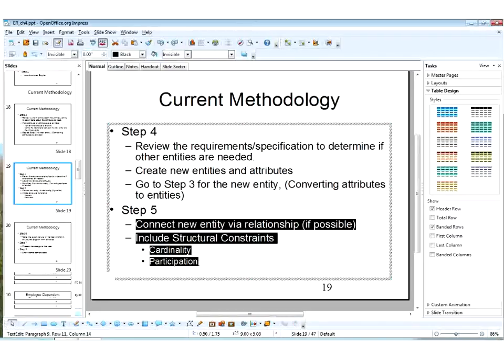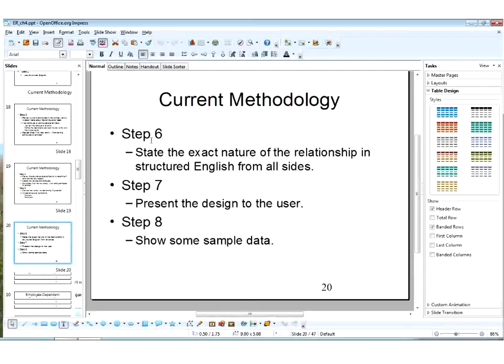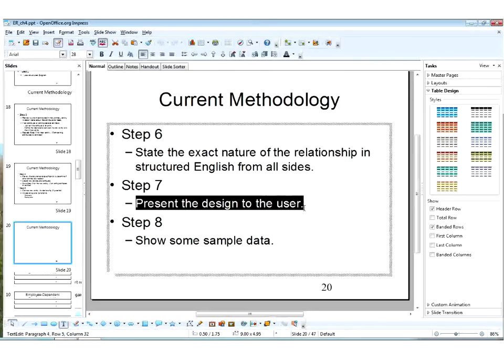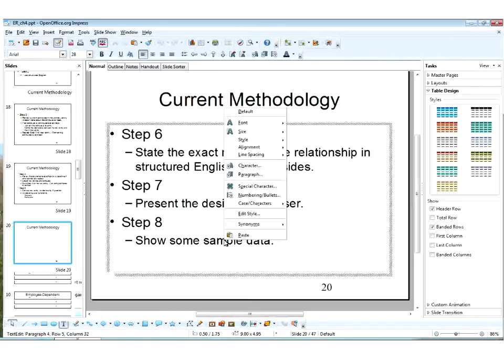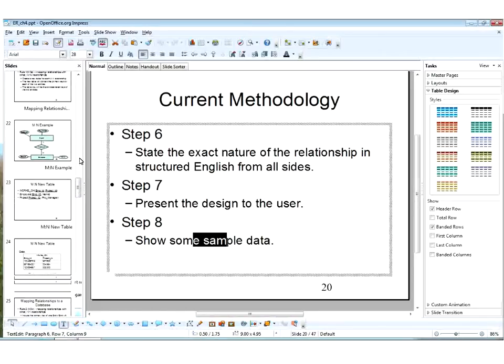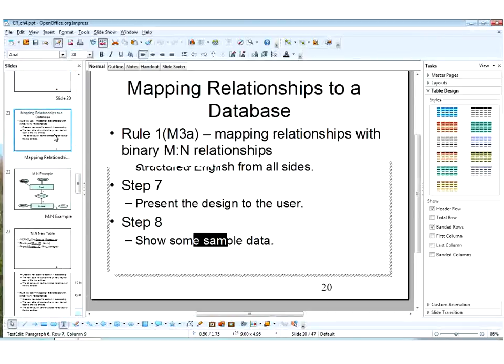Now, go ahead and include your structural constraints, cardinality and participation. So you draw your single lines or double lines as necessary. Put your cardinality numbers on there. Then we state the relationship back and forth, give all of our data to the user, along with sample data, and elicit feedback. So that's our new methodology. Pretty easy. We just keep adding to it a little bit each time. That's all.